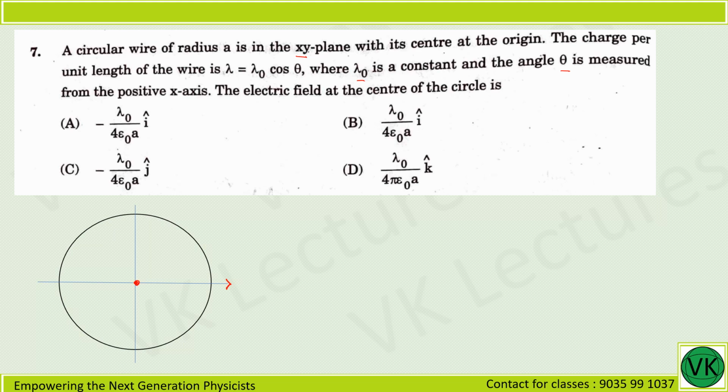Now to solve this, we have to consider 2 points here and here. Now why do we have to consider these? Our charge dq is equal to lambda dx. Lambda dx, that's equal to lambda naught cos theta into dx, where dx is a d theta, where a is the radius of the circle.